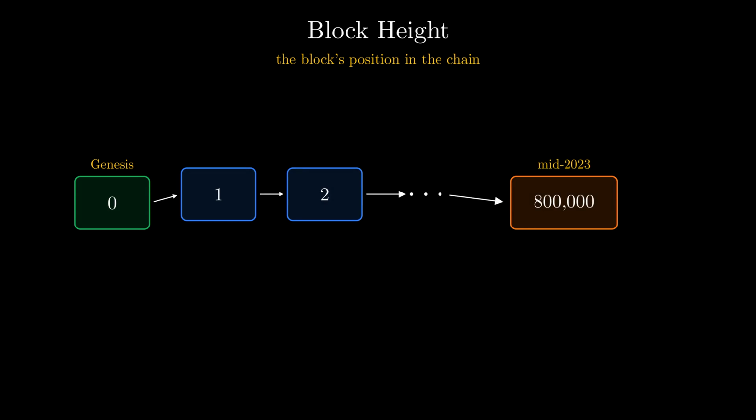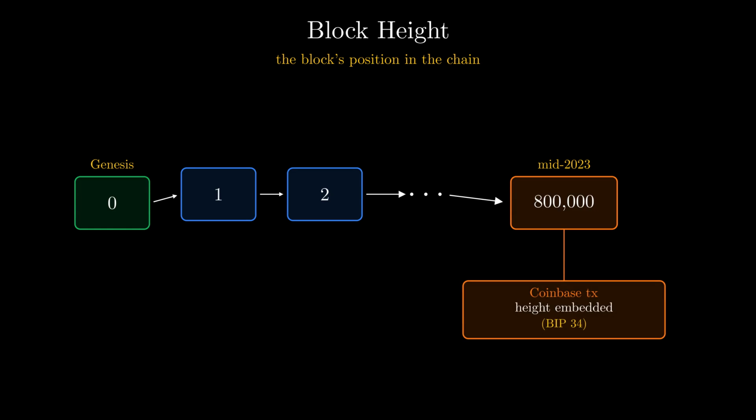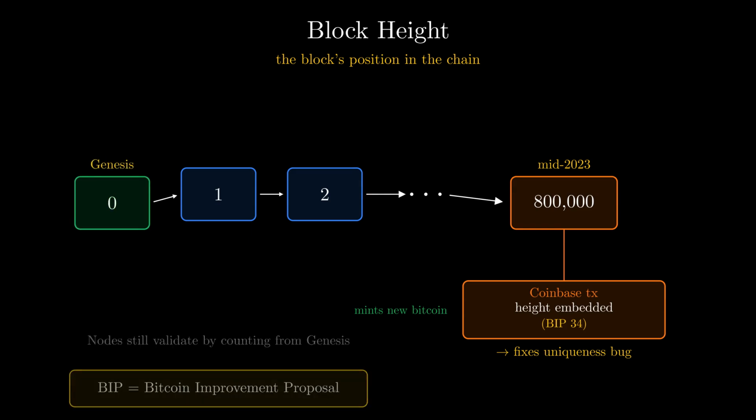Originally, height wasn't recorded anywhere on chain. Nodes just counted. Then BIP34 required miners to embed the height inside the Coinbase transaction, the special transaction that mints new Bitcoin. That fixed the subtle uniqueness bug. But nodes still validate height by counting from Genesis. A BIP, by the way, is a Bitcoin improvement proposal. The formal way protocol changes are specified.